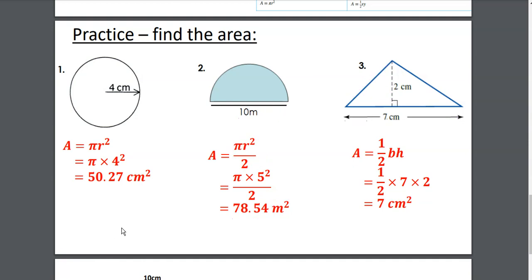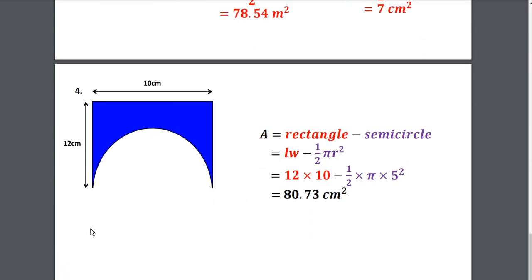All right, one more example. A tricky one. What we call a compound shape. If I can actually scroll down. All right, here we go. So what on earth is going on here? Well, if you think carefully, this is a lot easier than it looks.